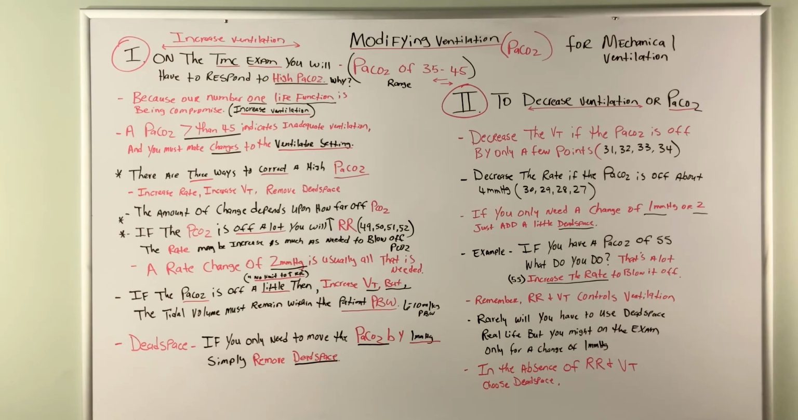All right, so this is not very hard. It takes some time to sit down and figure it out in your mind, but just remember it this way. For the TMC exam, if you have a high PaCO2, you want to increase the respiratory rate, increase tidal volume, or remove dead space. If you want to decrease ventilation or decrease the patient's CO2, you want to decrease the tidal volume first. Then you want to decrease the respiratory rate. And then you want to add a little dead space.